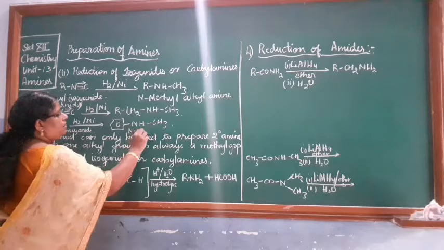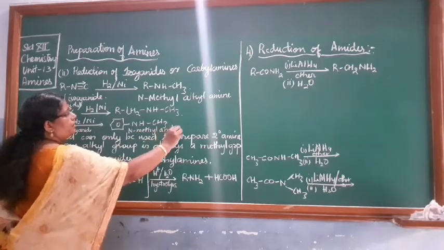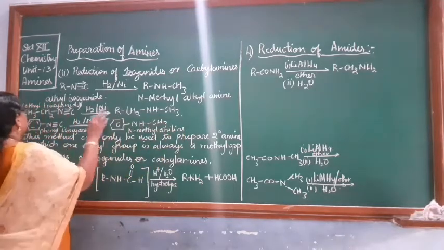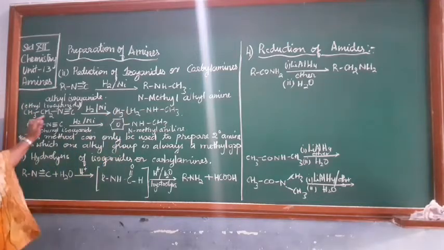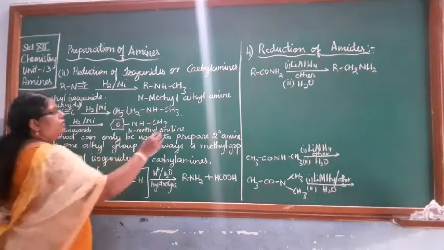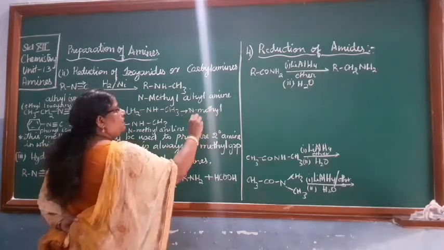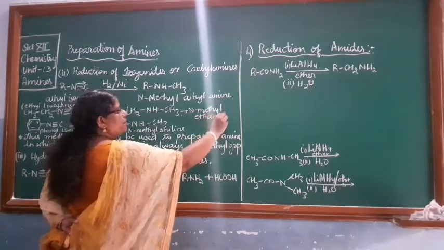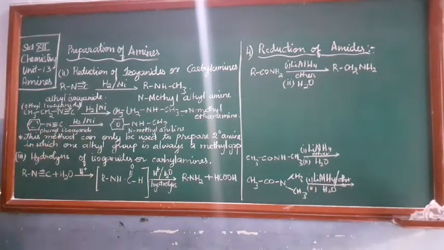So this is N-methyl aniline, and since we have taken here R नहीं रखा है, CH3 CH2 रखा है, so this is N-methyl ethanamine. Okay, what is the name of this compound? This is N-methyl ethanamine. I hope it is clear. Okay, so these are the reactions where you can show the reduction of isocyanides or carbylamines.